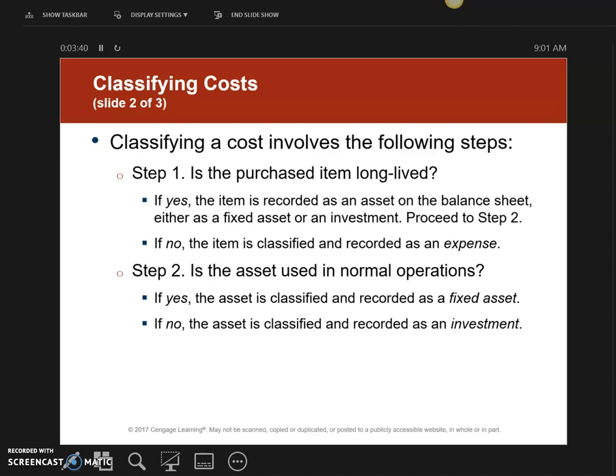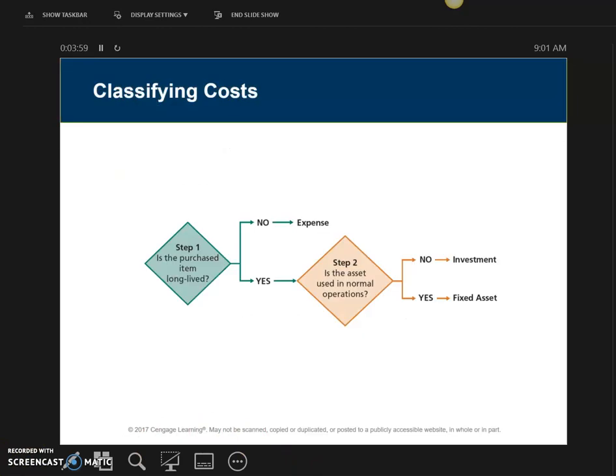If you say yes, you move to step two. Step two asks, do I use this in my normal operations? If yes, it is a fixed asset. That's why the vehicle I buy would be a fixed asset. But if no, it's an investment. That's why the racehorse would be an investment. So here's a little flow chart to help you understand that.